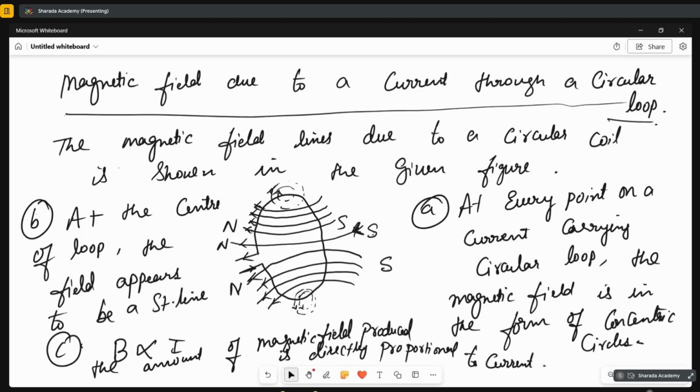Tomorrow we'll continue. Just write down. In this topic, diagrams are important. For everything, you should draw the diagrams. For the questions, they'll ask the magnetic field due to current through a conductor. Next will come the solenoid, then electromagnet, all this. We'll study tomorrow.